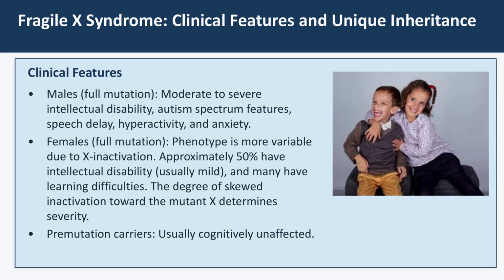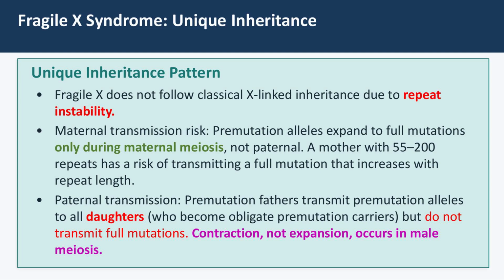Pre-mutation carriers are usually cognitively unaffected. Fragile X does not follow classical X-linked inheritance due to repeat instability. Maternal transmission risk involves pre-mutation alleles expanding to full mutations during maternal meiosis, not paternal. Mothers with 55 to 200 repeats risk transmitting a full mutation.